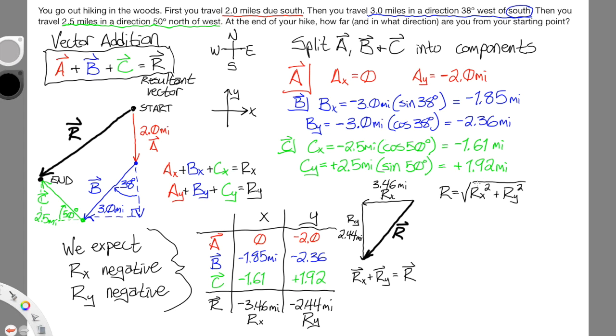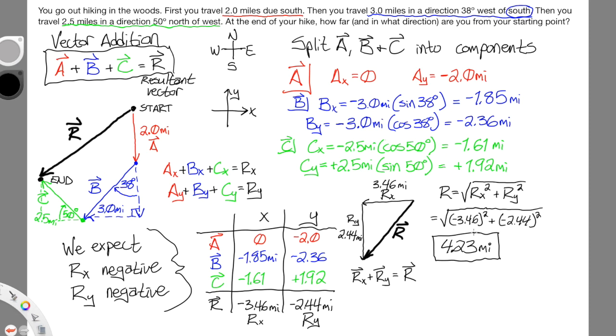Once we plug in those numbers, just so you can see what's going on here, the square root of negative 3.46 miles squared plus negative 2.44 miles squared, we get a magnitude of 4.23 miles. So this is the magnitude. This is how far we are from our starting location.